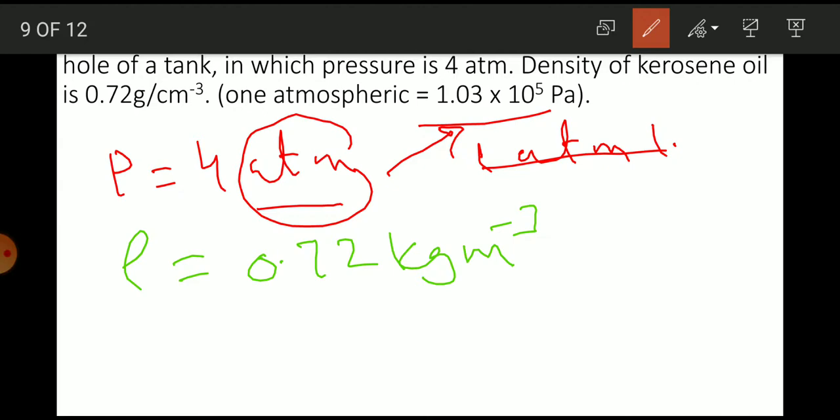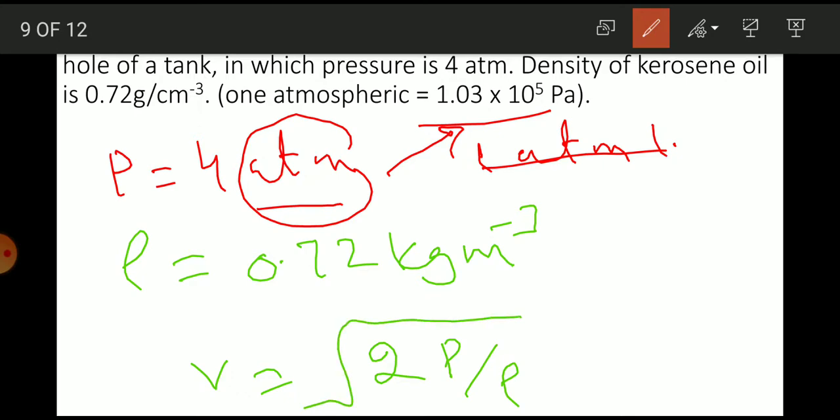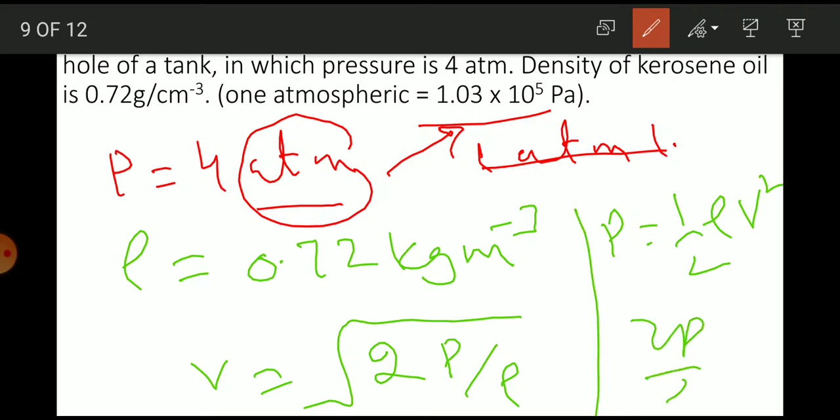Now we have to calculate the speed of efflux, and we know that V is equal to the square root of 2 multiplied by pressure divided by density. Because pressure is equal to 1/2 rho V square, so 2p divided by rho is equal to V square. Taking the square root you will get this equation.